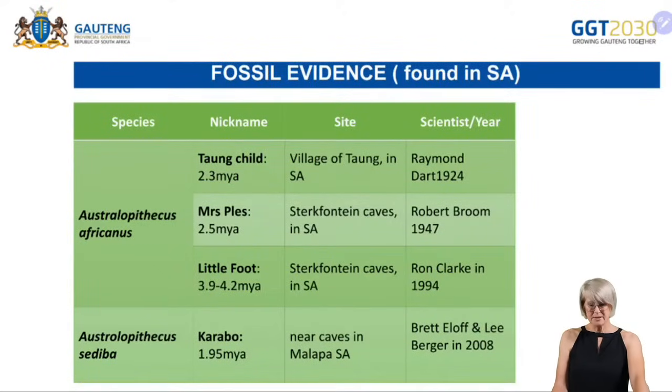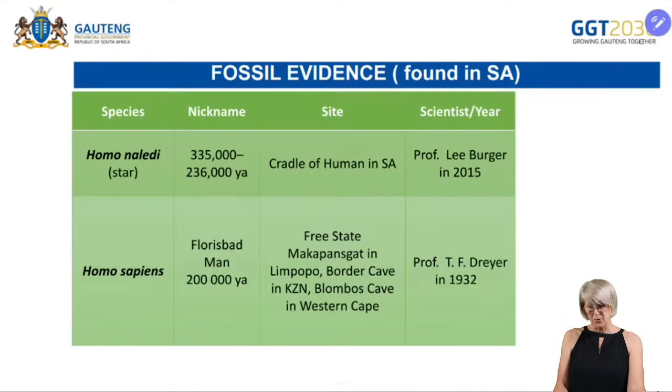Okay, then the fossil evidence in South Africa that you must know. The first species is Australopithecus africanus. You must know the Taung Child, where it was found and who discovered it. Mrs. Ples, where it was found and who discovered it. Littlefoot, the same thing. And then the next species is Australopithecus sediba, also commonly known as Karabo, and where that was discovered and by whom. Then we have a look at Homo naledi, when and where they were found and who discovered them. And then the last example is Homo sapiens, which is humans, which is us.